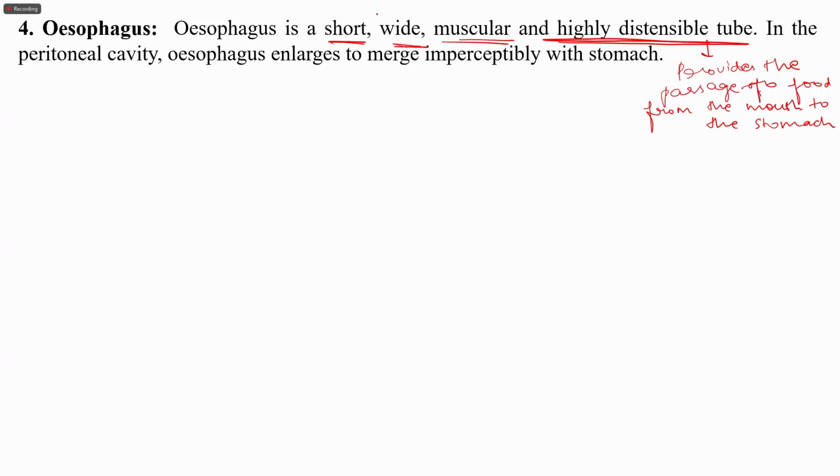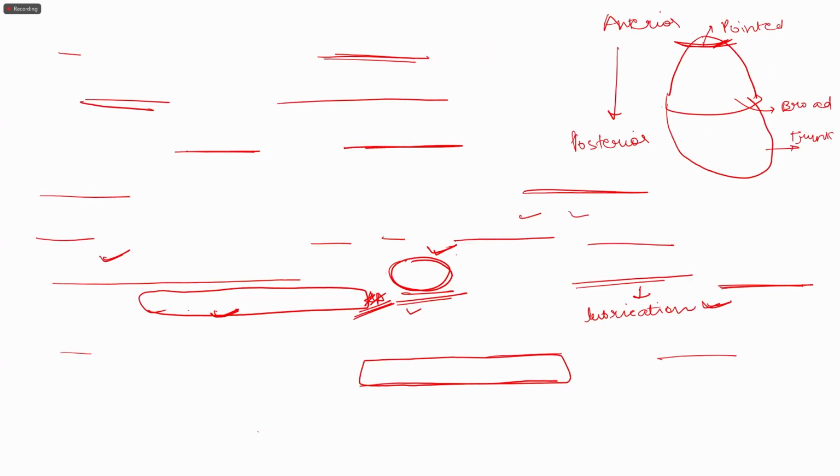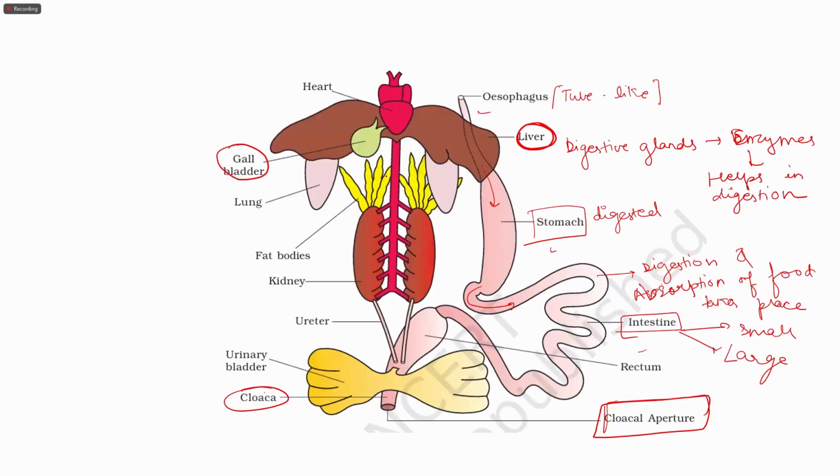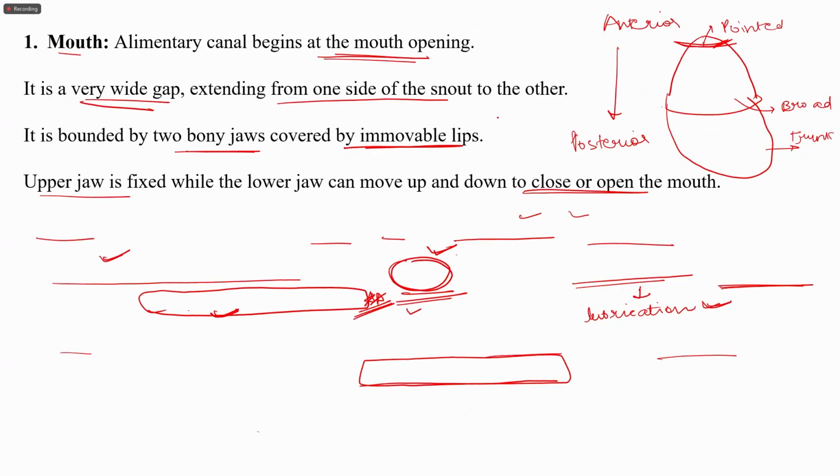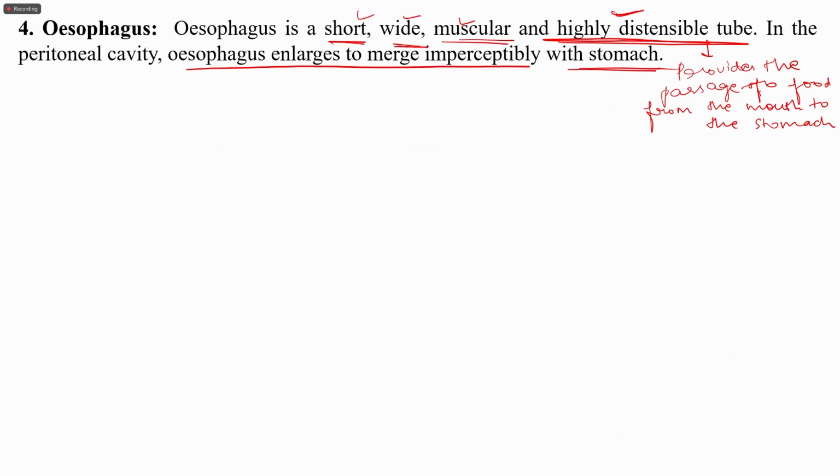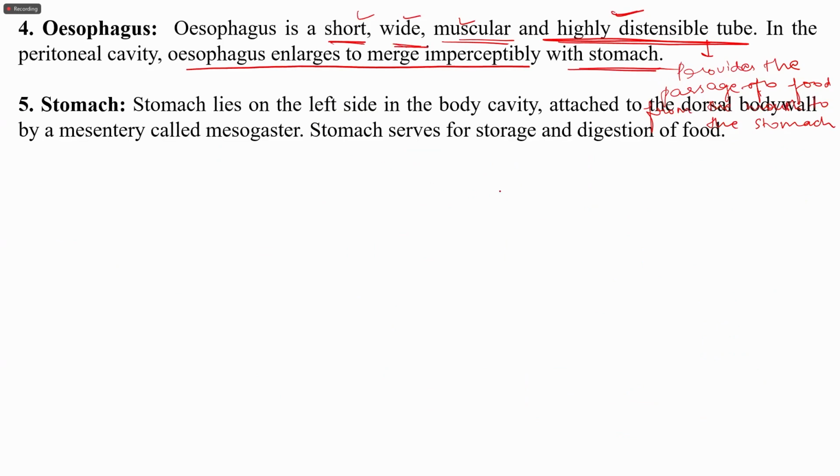So it is a short, wide, muscular and highly distensible tube, and in the peritoneal cavity, the esophagus enlarges to merge imperceptibly with the stomach. We can see in this figure, in the last figure, that the esophagus merges completely into the stomach. So as such, we cannot differentiate between the two. Then we have next the stomach.